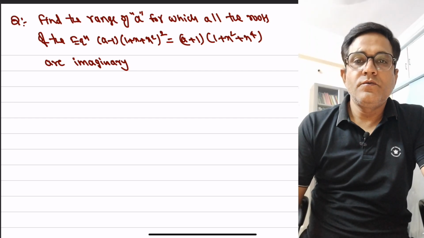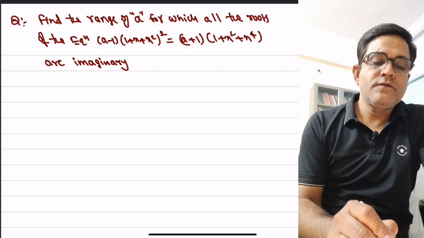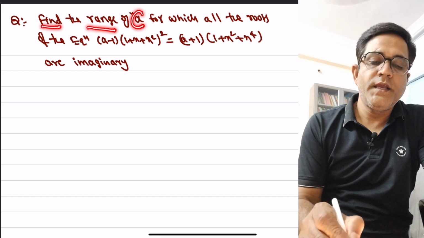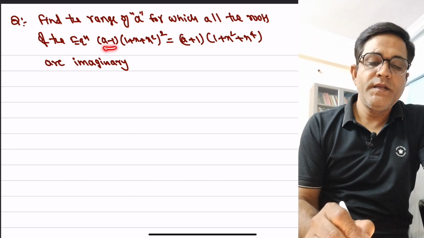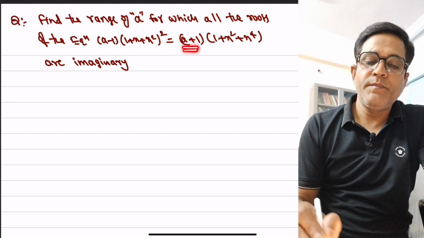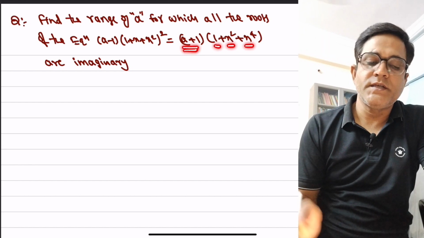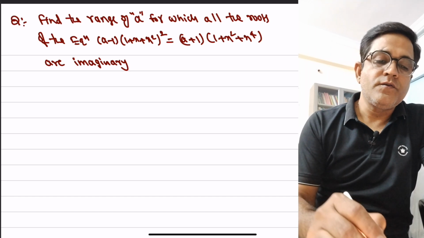Dear students, today we will solve one question from quadratic equations. The question is: find the range of a for which all the roots of the equation (a − 1)(1 + x²)² = (a + 1)(1 + x² + x⁴) are imaginary. So, this is the question.